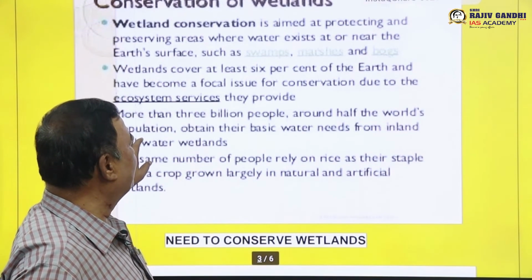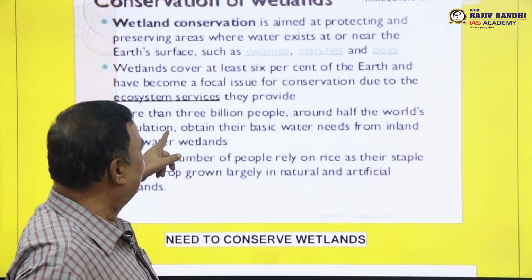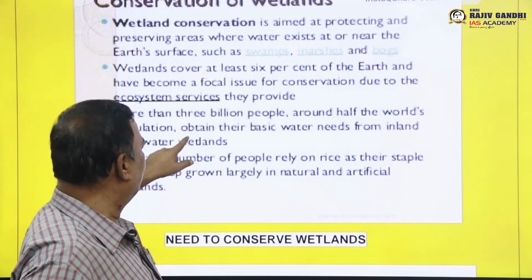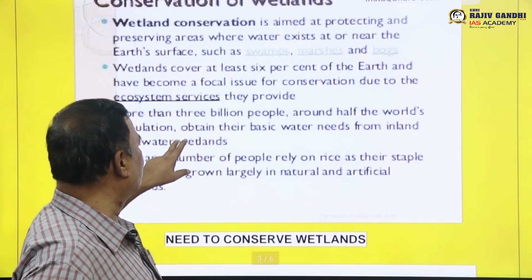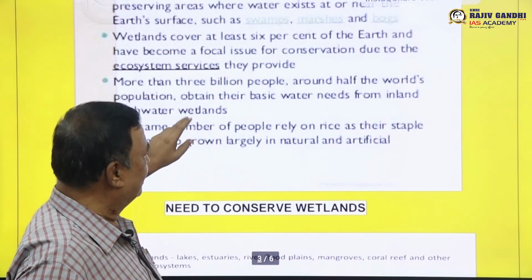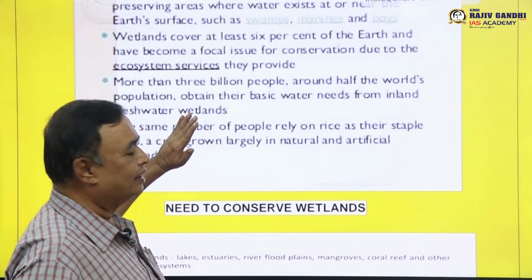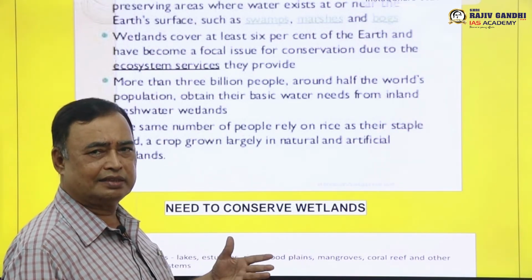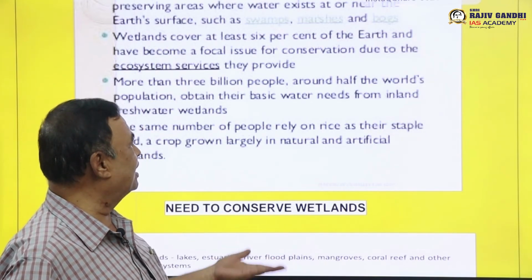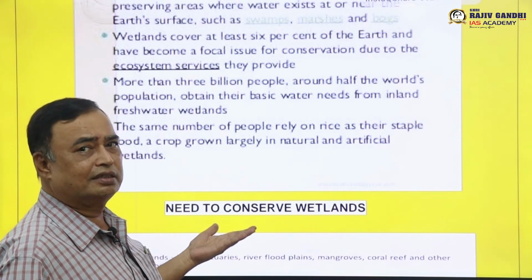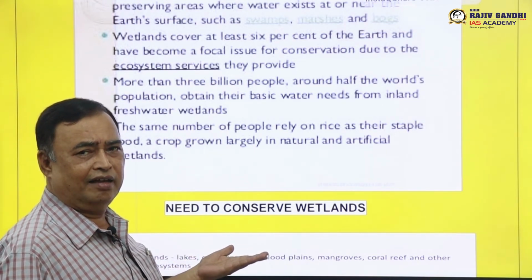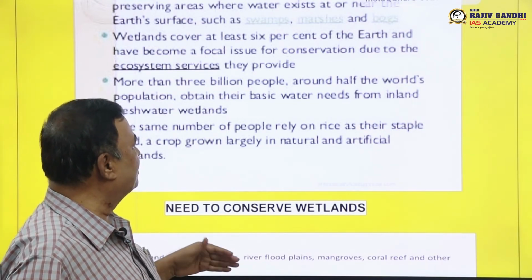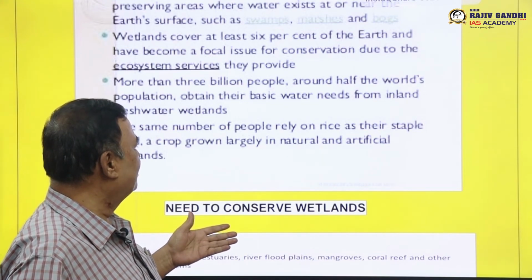More than 3 billion people, around half of the world population, that is 300 crores of population, obtain their basic water needs from the inland freshwater wetlands. So this is a major source of drinking water in areas where there is less rainfall. Water gets stagnated in the ponds and lakes, and the recharge wells get water. Therefore, inland water bodies are much more important, especially in the Deccan area where below the ground you have only a rocky surface. Therefore, we depend mostly on lakes and ponds for drinking water.